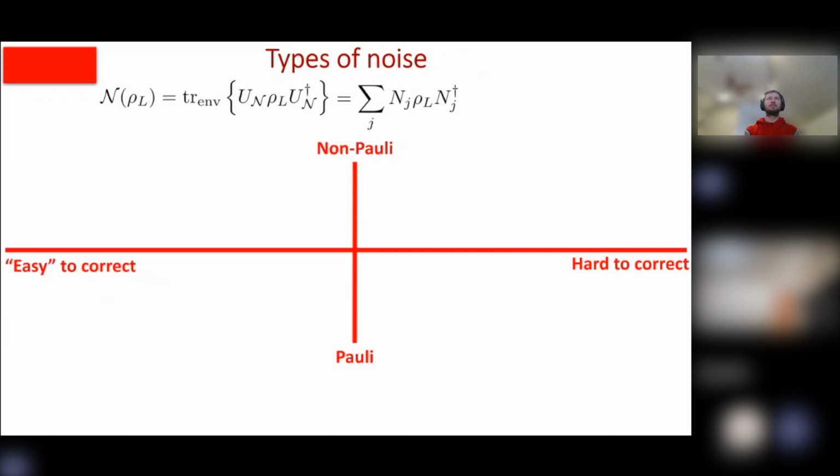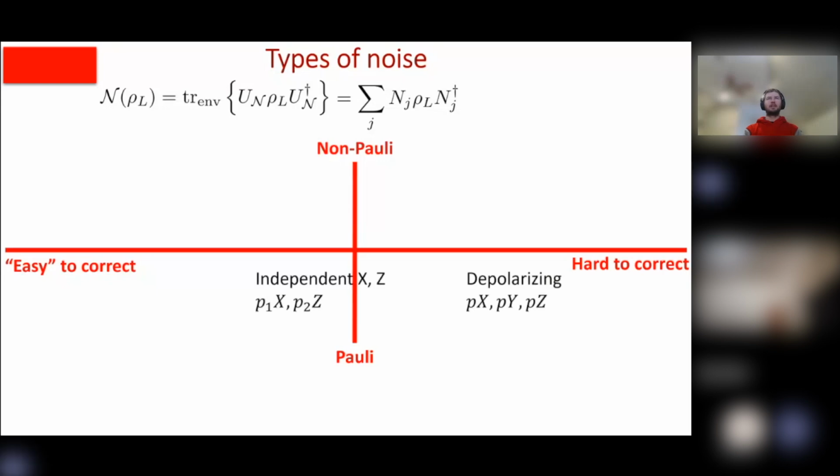Okay, so now types of noise. This is something I should have studied in the beginning, but since we now have some experience under our belt, I can introduce more complicated noise and then give you a bigger overall context. So I've arranged this loosely using two axes. On the vertical axis is Pauli and non-Pauli. On the horizontal is whether the noise is easy to correct or hard to correct, meaning that few codes can actually correct it.